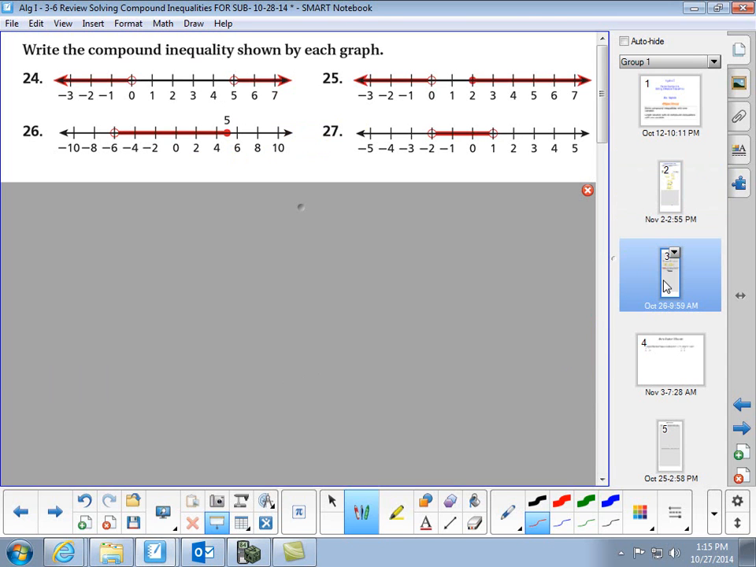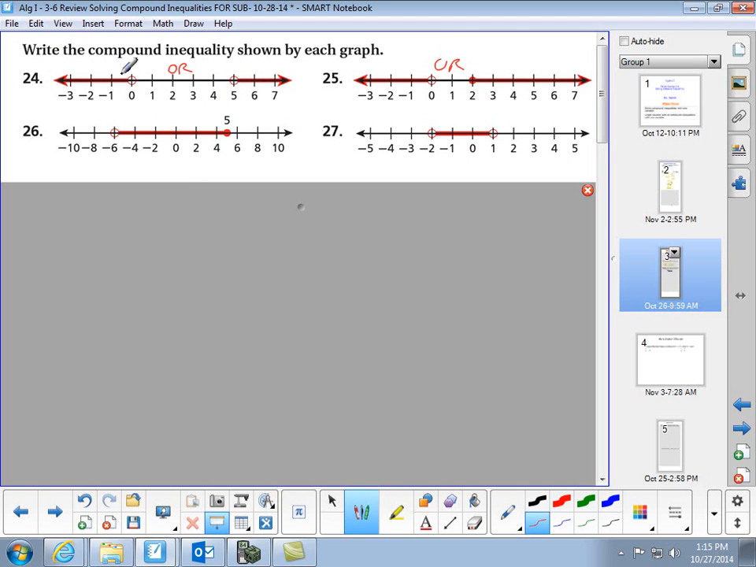The next group asked you to write the compound inequality that is shown by the graph. Remember, 24 and 25 are going in opposite directions, so these are OR inequalities. Both of these are OR. It's going this way or that way. These two are AND inequalities and will require us to write a single compound inequality.